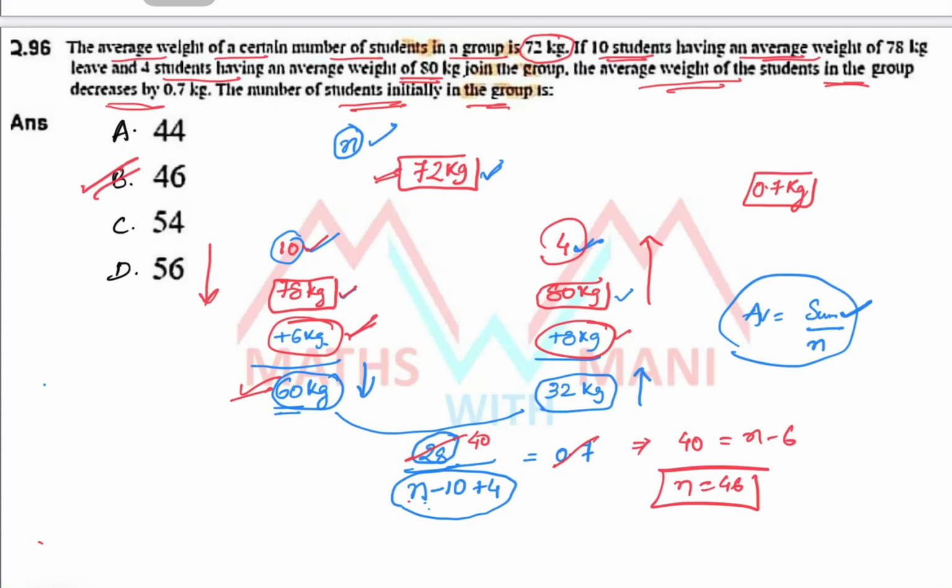But what was given, 0.7 was the decrease in the average. But here only 28 kgs was decreasing. Upon how many number? n minus 10 people were going and 4 people were coming. So 6 people finally going. So 28 by n minus 6 is equal to 0.7. So from that you can easily find out the value of n as 46.